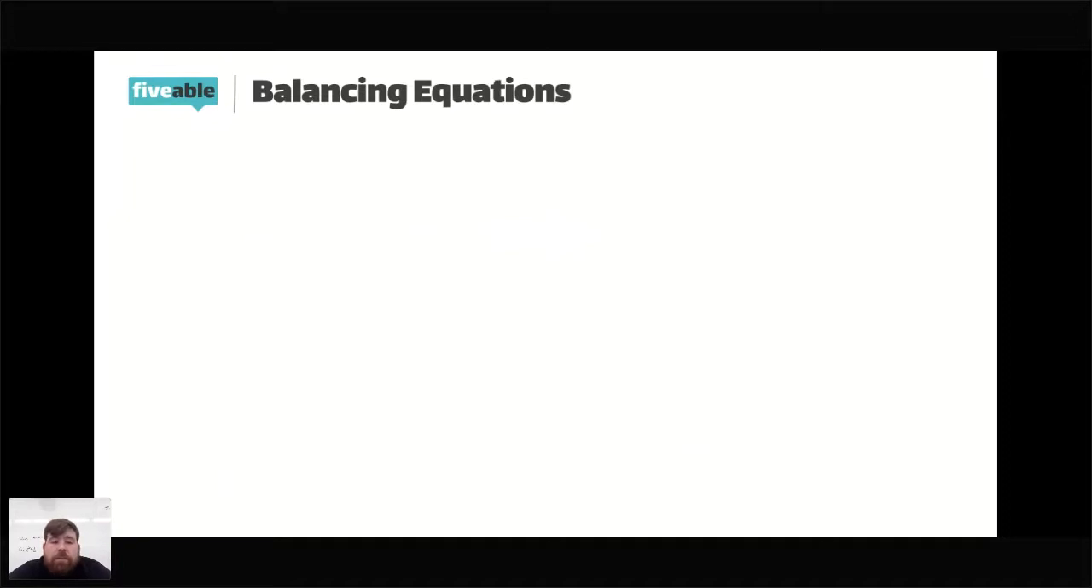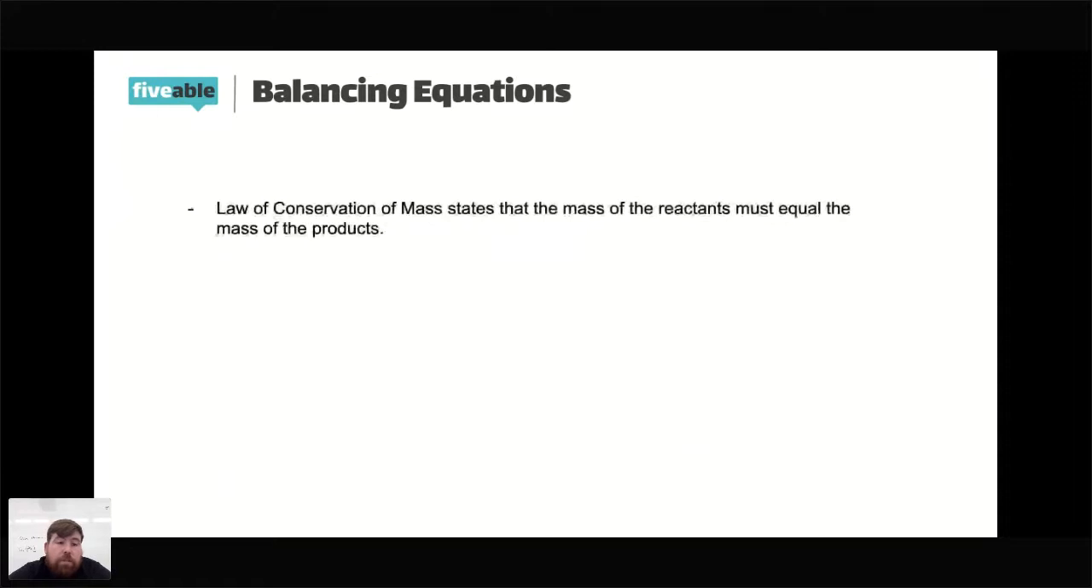The law of conservation of mass basically says that matter cannot be created or destroyed. The amount of stuff that goes into a reaction has to equal the amount of stuff that comes out of the reaction. It just doesn't go poof. It doesn't go into nothing. And atoms don't come from nowhere either.